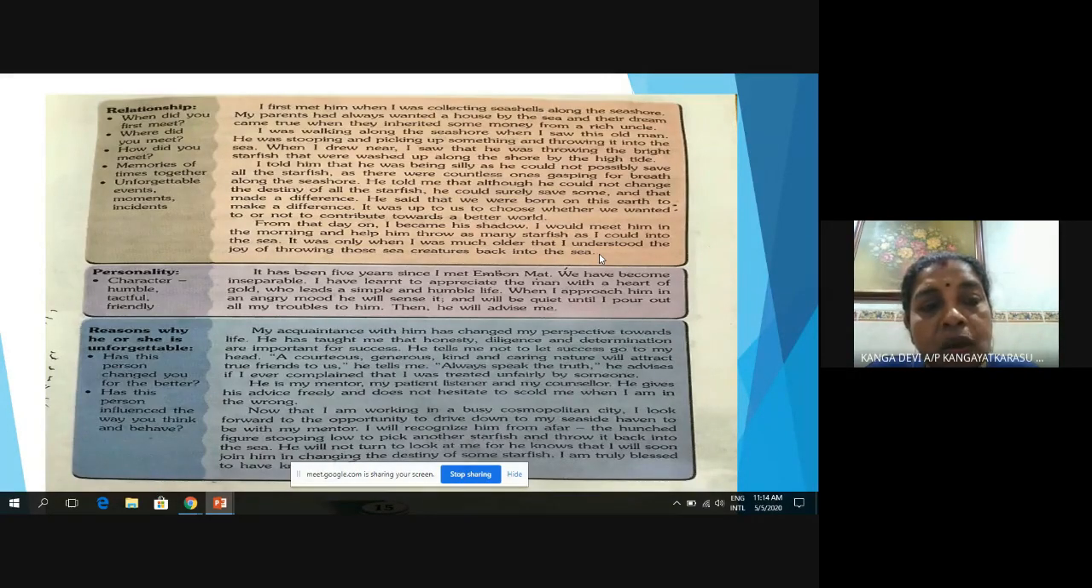Reasons why he or she is unforgettable, how this person changed you for the better. And if you look at last year's SPM question, this is it. If the child had read this page, it would have helped them so much. So I feel that please do not forget the textbook. This is one way how you can teach students to write continuous writing.